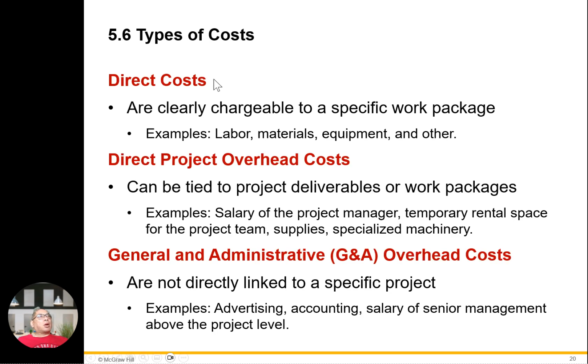Types of cost. Direct costs are clearly chargeable to a specific work package, such as estimated labor, materials, equipment, and others. Direct costs can be tied to project use, such as workplace, salaries of the project manager, temporary rental space, project team, suppliers, and machinery. G&A overhead costs are not directly linked to a specific project. Examples: advertising, accounting salary, and senior management above the project level.